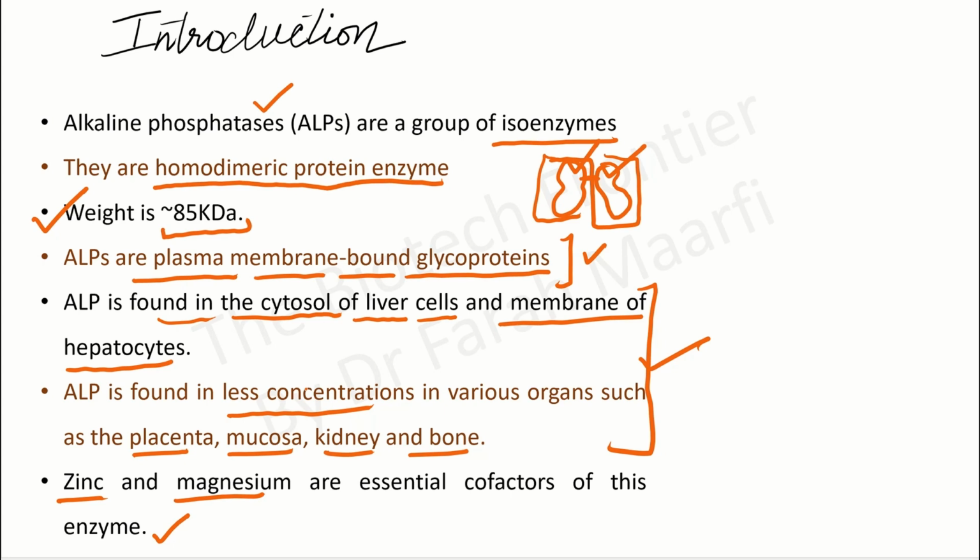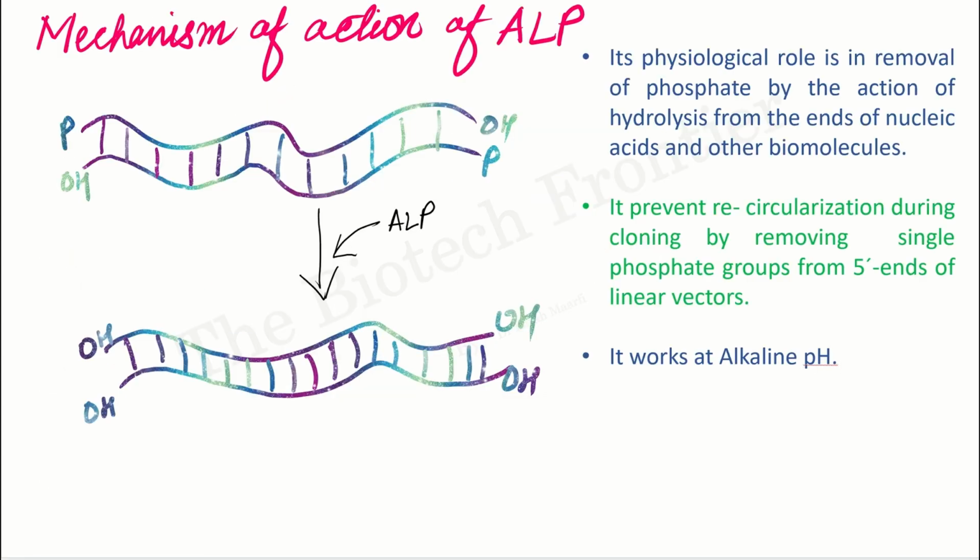So this was all about the basic introduction of ALP, what it is and where it is found. But if we talk about its application, then ALP is a versatile enzyme. That means it has a wide range of applications in various fields, including clinical diagnostics, research and industry. ALP also plays an important role in recombinant DNA technology. In this lecture, we are going to discuss specifically the role of ALP in the field of recombinant DNA technology, that is RDT.